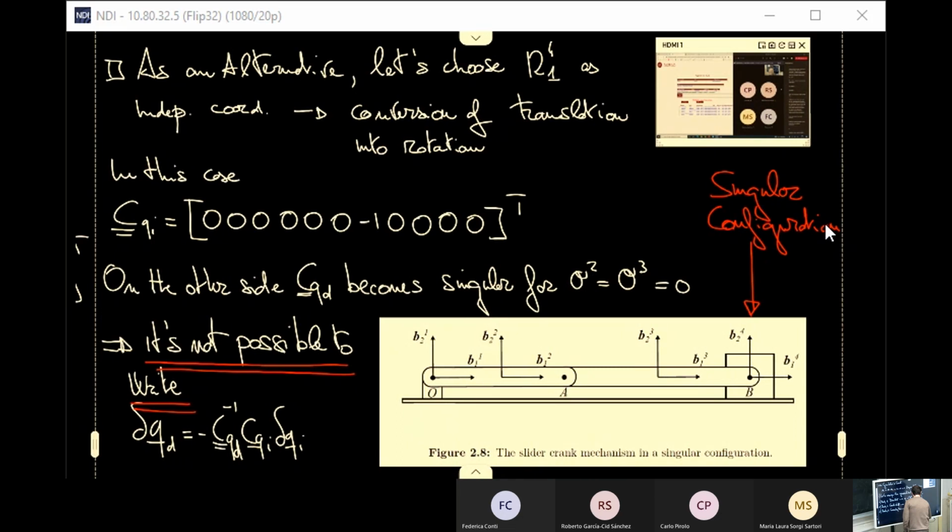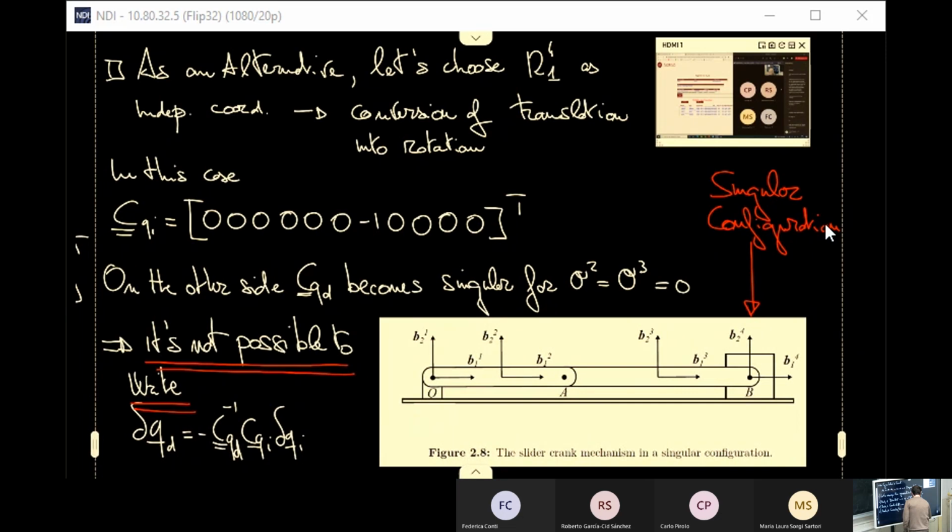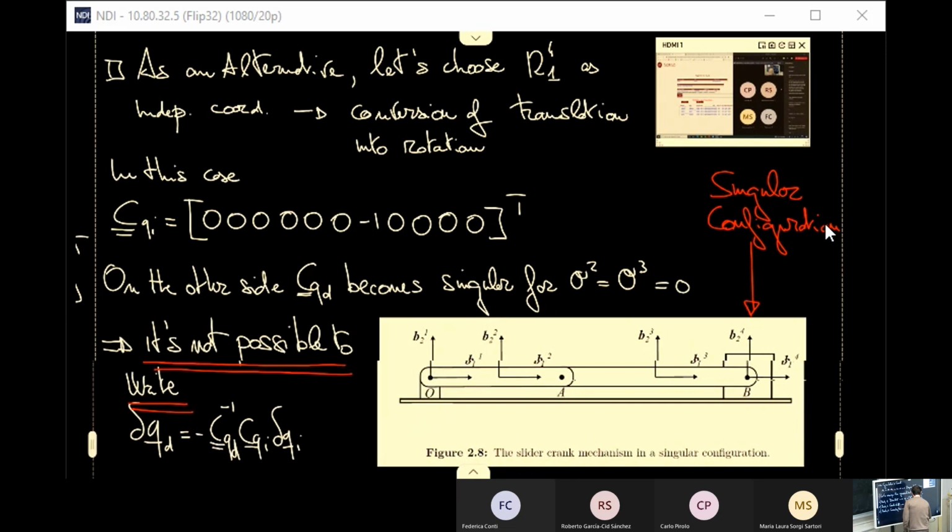If it's a holonomic system. I'm sorry, sir? It's a holonomic system. All this treatment is for holonomic systems. So that's the first thing: make sure that it's a holonomic system.